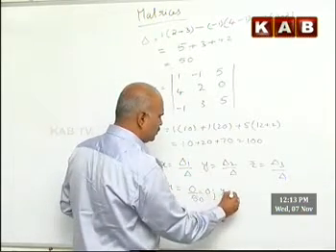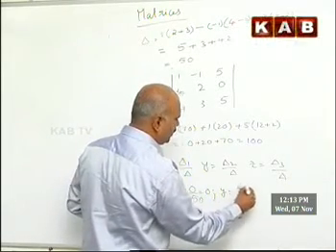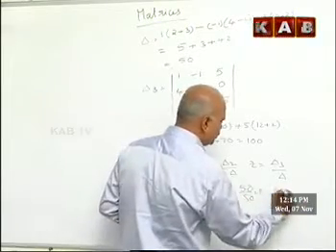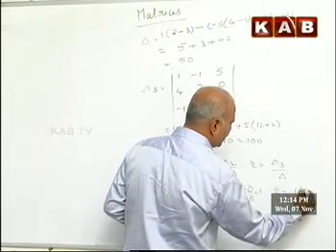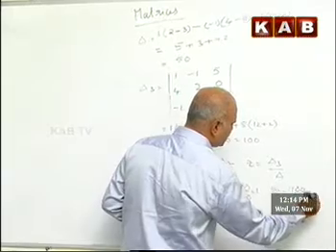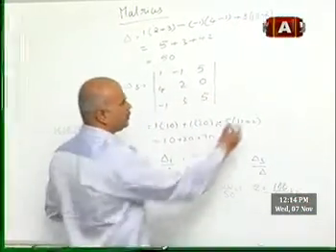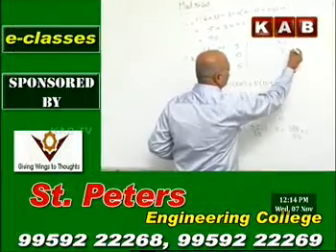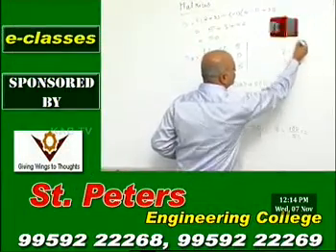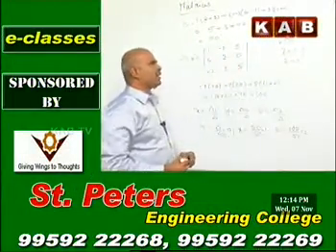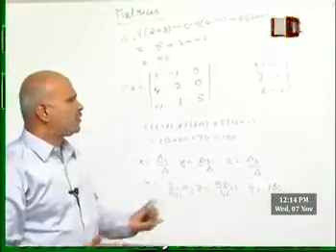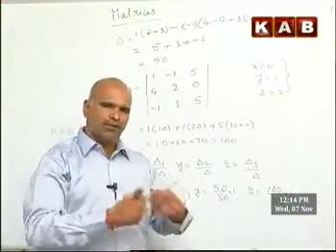Similarly, y is equal to delta 2, that is 50 by 50. This is 1. Again, z is equal to delta 3, it is 100 by 50. This is equal to 2. Therefore, the final answer you got is x is 0, y is 1, z is 2. So these are the values we have to find.